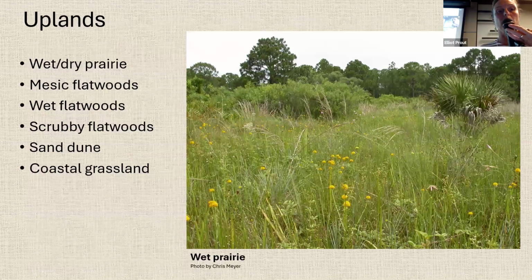All right, so let's just look at a couple of examples of grasses. So enough of that technical stuff. So in our area, we have habitats that are rich in grasses, right? We have wet and dry prairie. Of course, we already mentioned those. Our mesic flatwoods, wet flatwoods, our scrubby flatwoods, dunes, coastal grassland. It's in the name, right? So those are really rich in grasses. This is a great picture of a wet prairie.